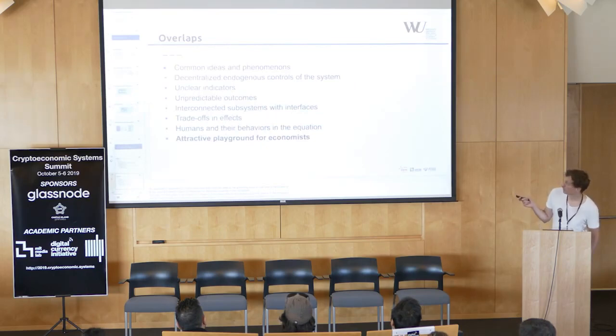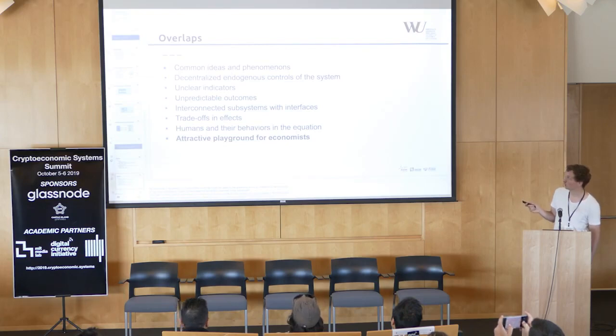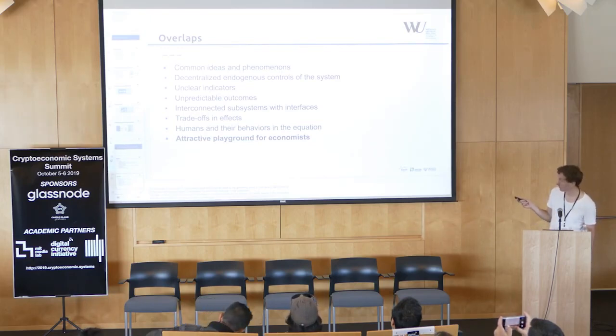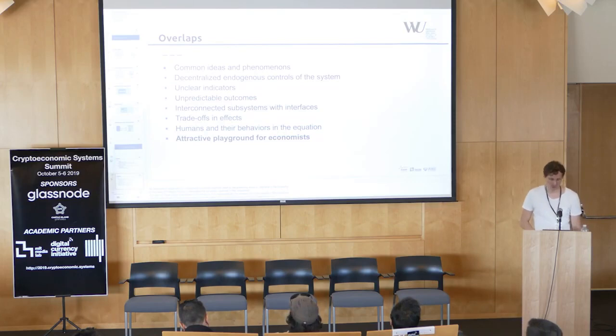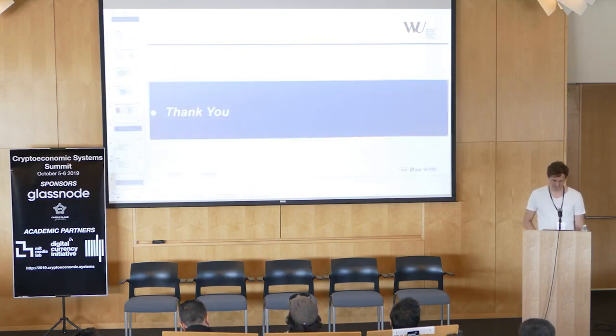What are the overlaps? What they like is that we have common ideas and phenomena that they know about, that we have in both cases decentralized endogenous controls of the system, but also unclear indicators and unpredictable outcomes, which they need to define, understand, and improve over time. But after all, they see that this is an attractive playground for them, and they are very keen to work on these projects again in the future. Thank you.